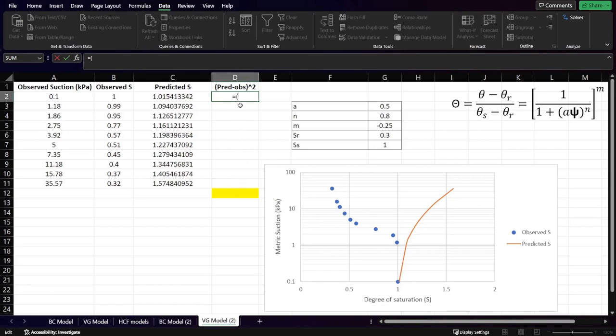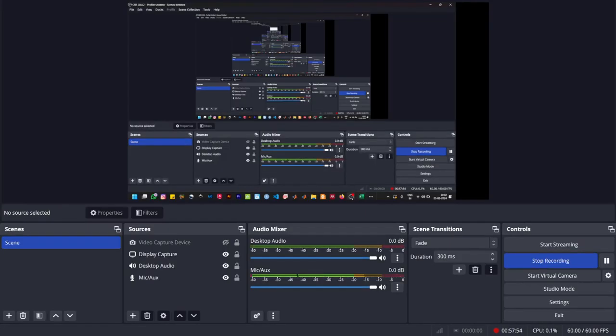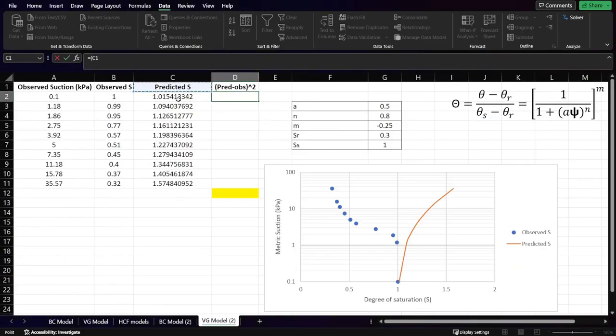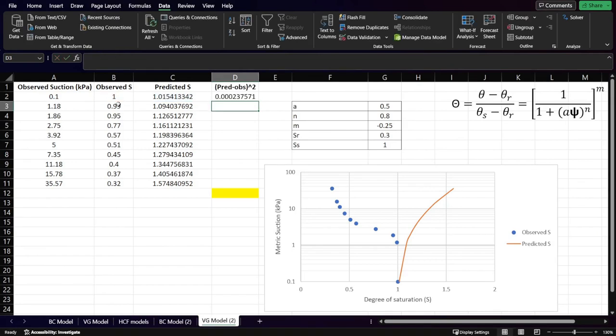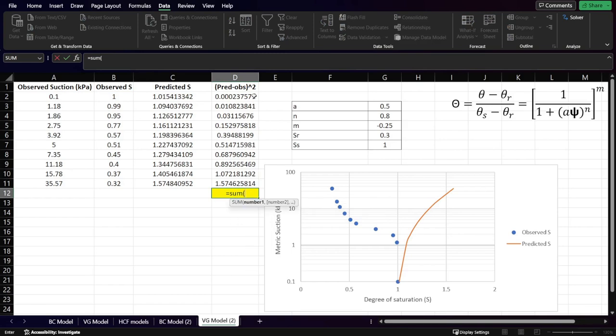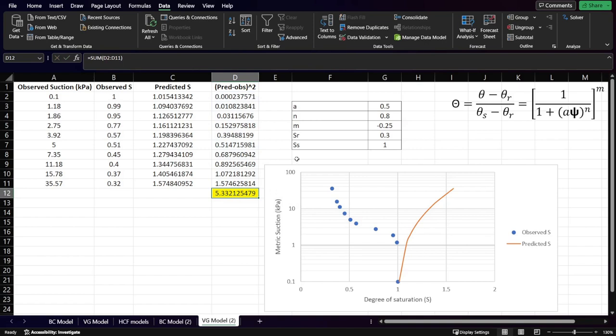so here we repeat the same exercise, predicted values minus observed value. The predicted value is here, minus the observed value of saturation is here, and that's going to be to the power 2. And if we obtain the sum of these errors, then it's going to be this one. So again what I want to do is minimize this error by varying these values.